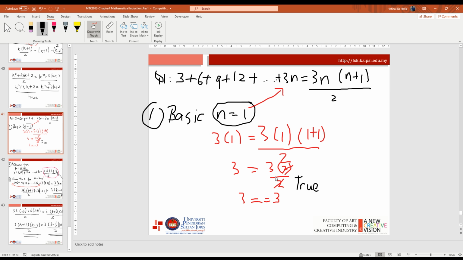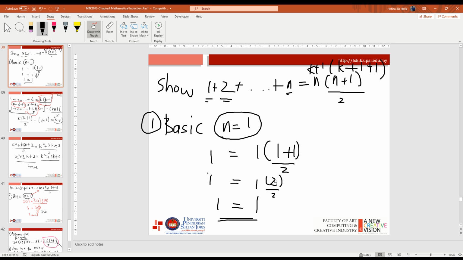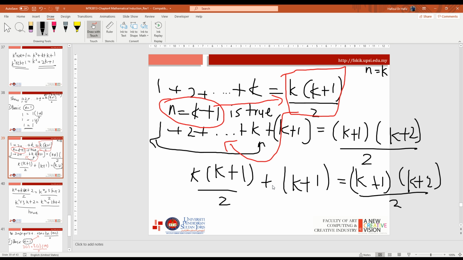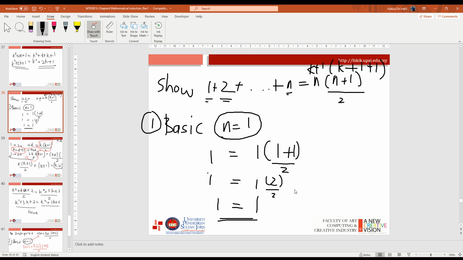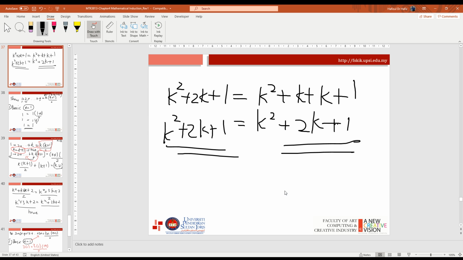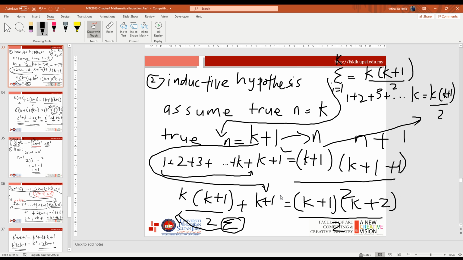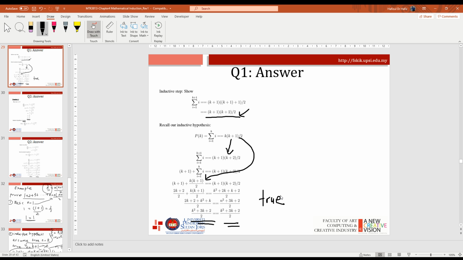Okay, this one is just for the example. I give you a lot of examples. You need to replace. First, you need to show true for n equivalent to 1, and then assume true for n equivalent to k. And then to prove, you need to show n equivalent to k plus 1. And then you need to restate back by conclusion. By the process of here, you can find the answer is true or false. Okay.